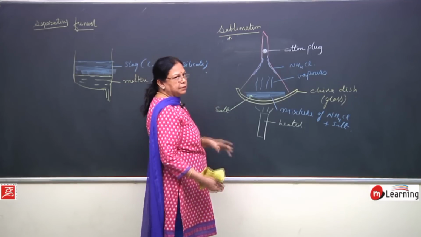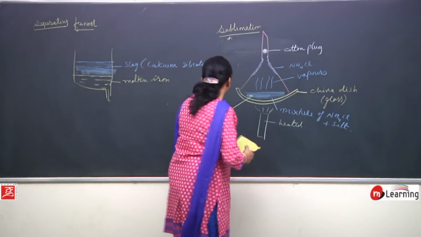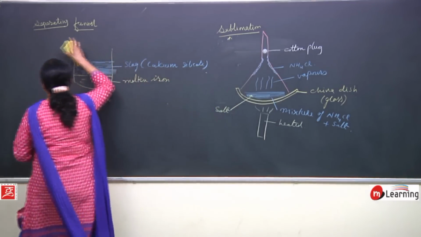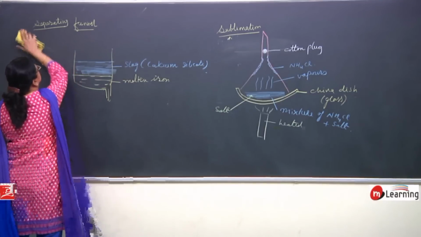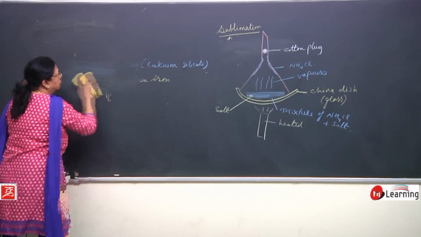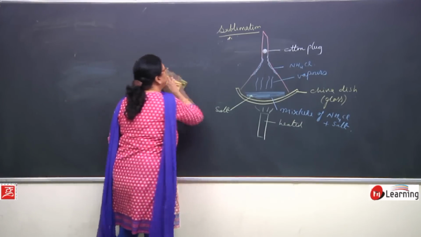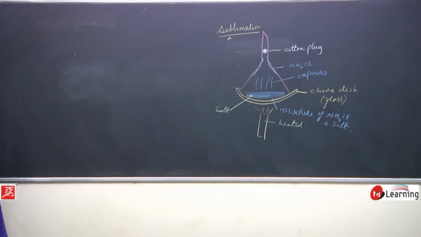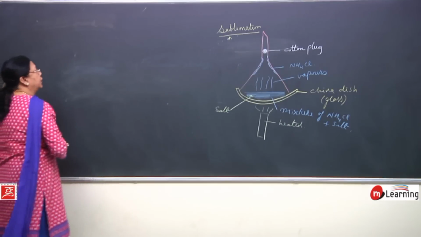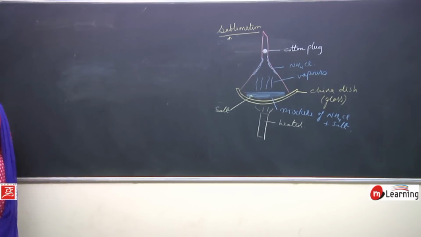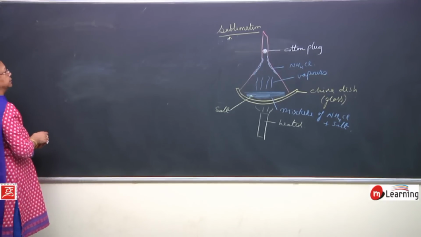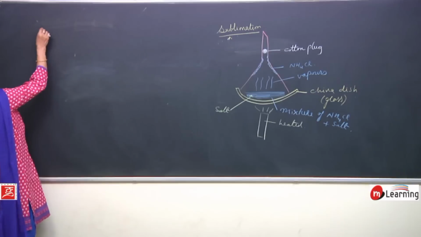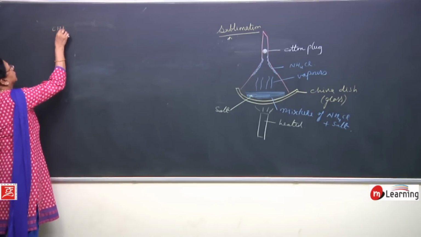So, this is another method of separation of the components of a mixture. And what is the principle, the basis on which we are able to separate this? One of the components is a sublimate. Sublimate means it will get volatilized at room temperature and form vapors at room temperature.